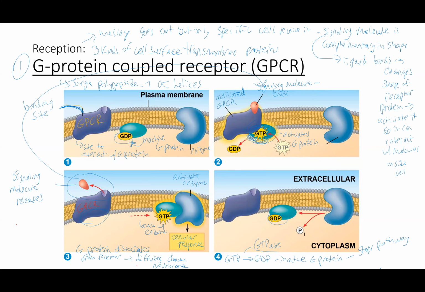Unless there's another signaling molecule present, in which case it will restart the pathway. So it's self-limiting in that if there's no more signal molecule, it will stop the signal from going out, so it'll stop the response from happening. Because your cells don't want to keep responding to a situation if there isn't really a situation to keep responding to.